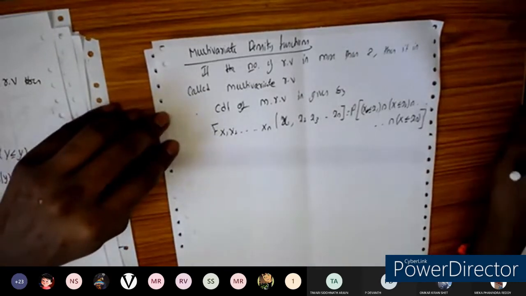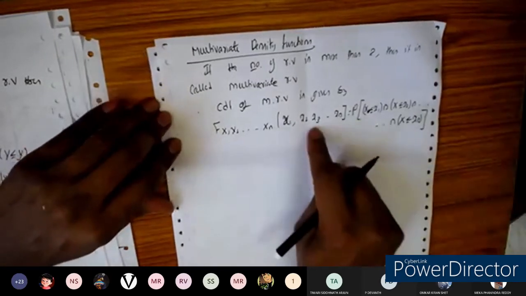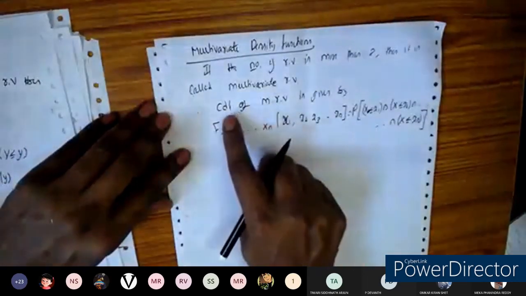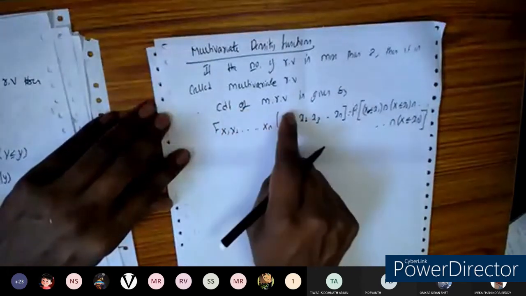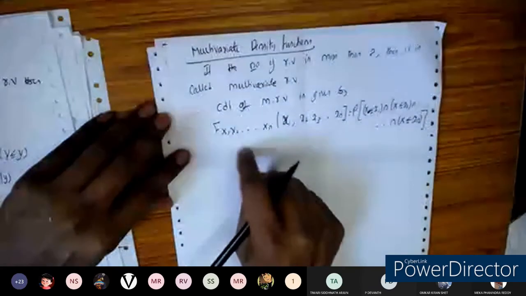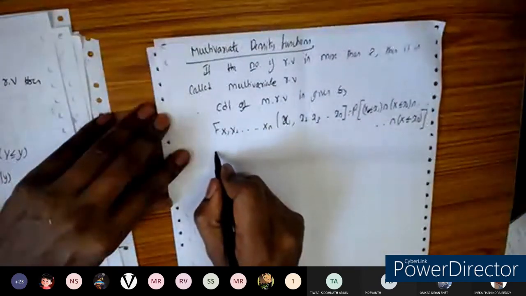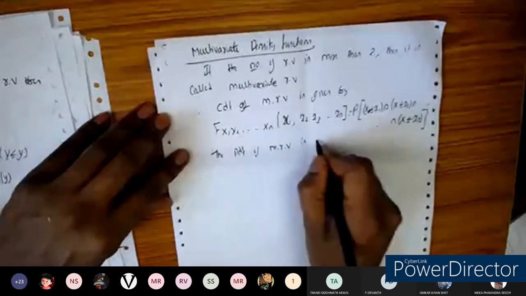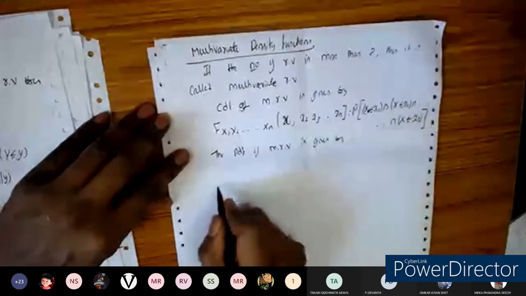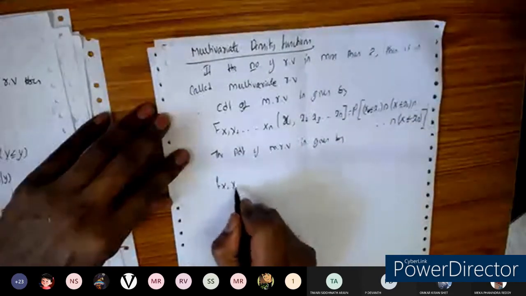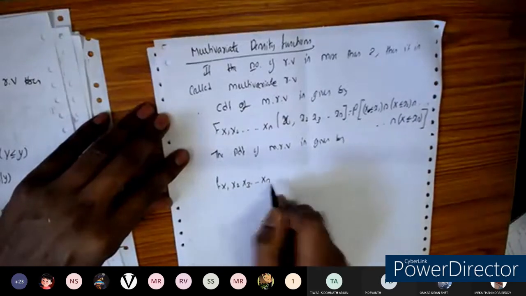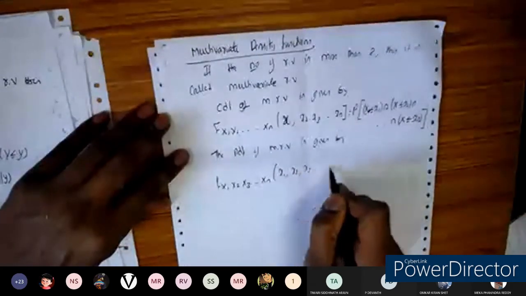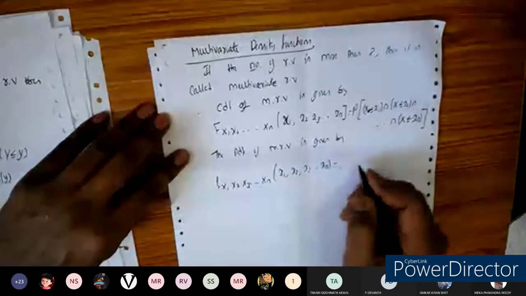Okay, similarly we can obtain the PDF. The CDF is nothing but the cumulative distribution function, and the PDF is the probability density function. We can obtain it by differentiating the CDF. So the PDF of the multivariate random variable is given by, denoted like this: f of X1, X2, X3 up to Xn, of small x1, x2, x3 up to xn. This can be obtained by differentiating.